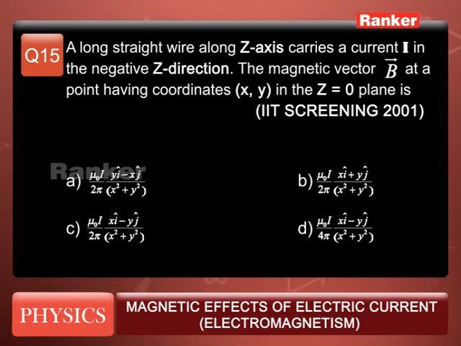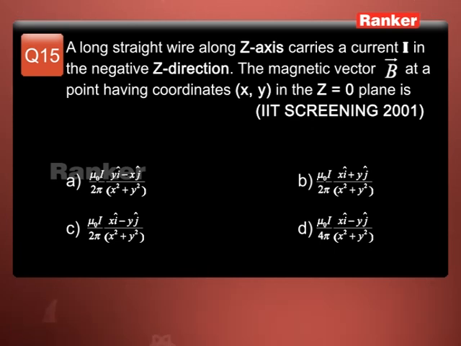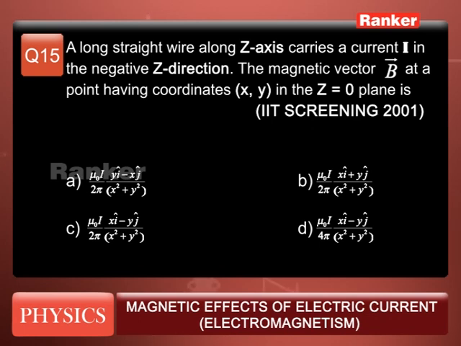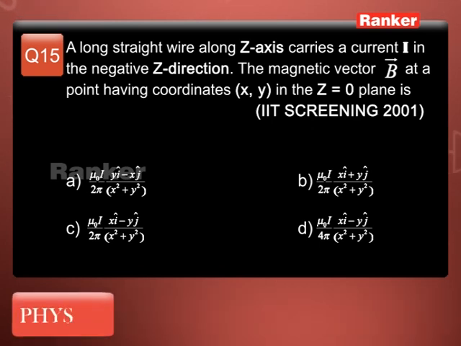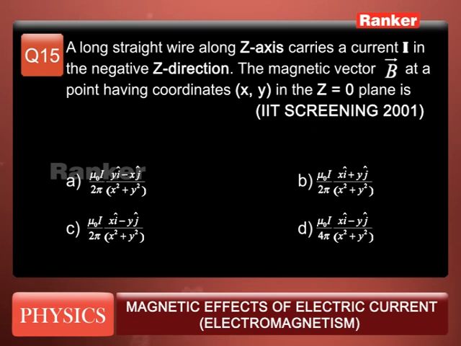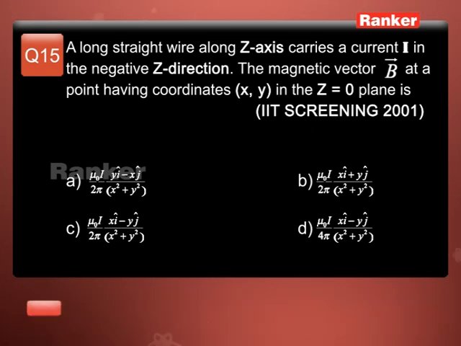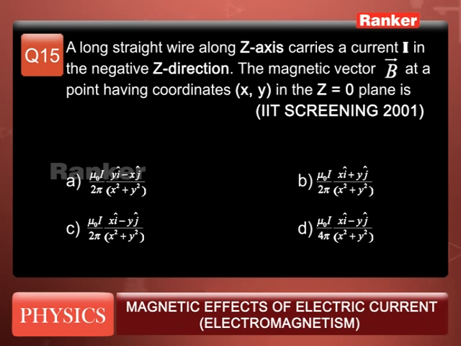What are the four options mentioned here? The first option: mu naught I by 2 pi into (yi minus xj) by (x square plus y square). The second option: mu naught I by 2 pi (xi plus yj) by (x square plus y square). The third option: mu naught I by 2 pi into (xi minus yj) whole divided by (x square plus y square). And the fourth option: mu naught I by 4 pi (xi minus yj) divided by (x square plus y square).